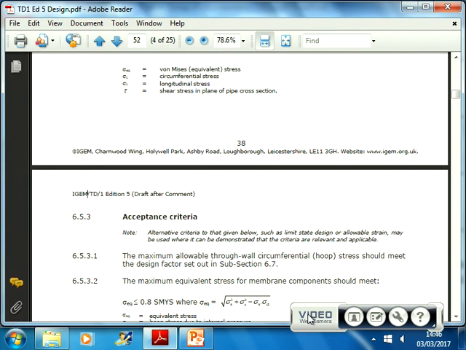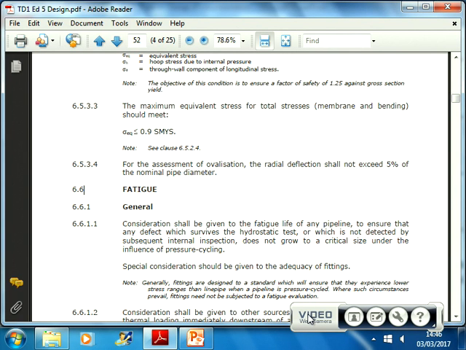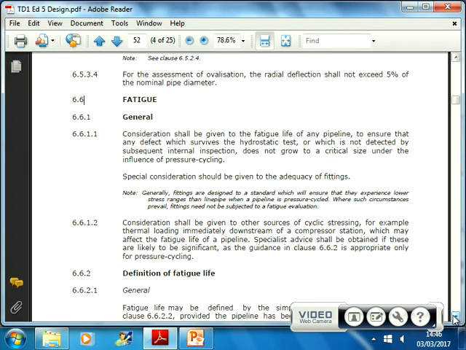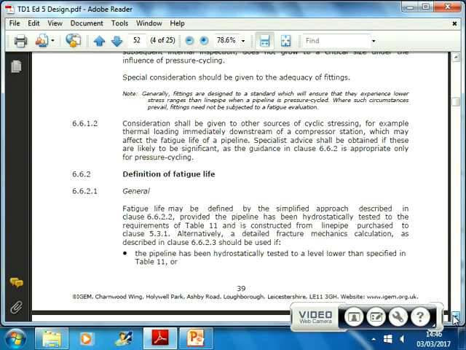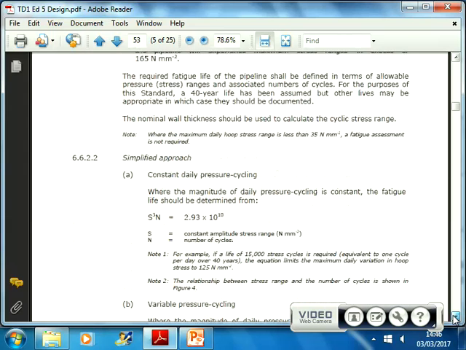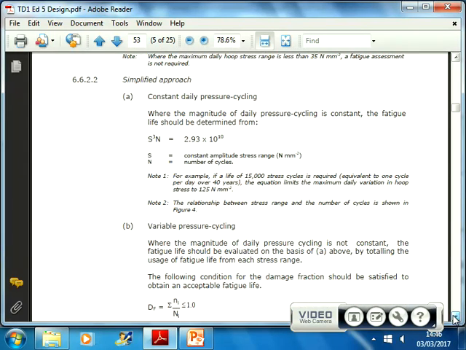Right, now you've been asking questions about the fatigue. So the fatigue section in TD1 is section 6.6, and basically what that does is it's got the simplified SN approach in, and this is the approach I'm expecting you to check the numbers against. It's given you the SN curve in that equation.